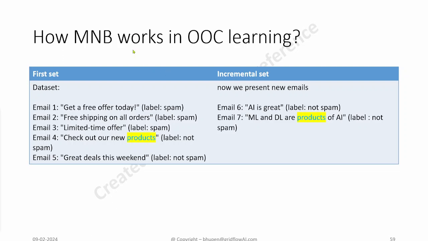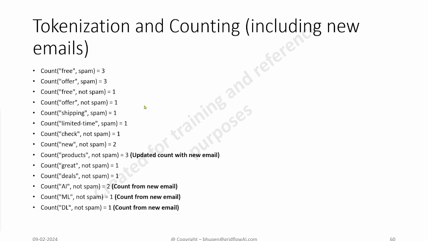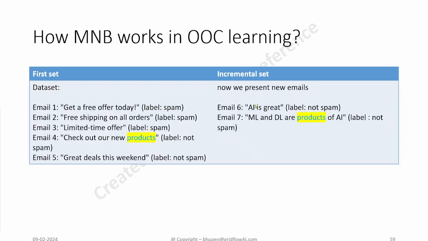So how is this possible? Let's take a look at it. We have the new emails like AI is great, ML and DL are products of AI. I have highlighted the word product because the product token existed in the previous data set. Now we will see with the new arrival, or rather one more instance of the same word, how the probabilities are going to be changed or updated.